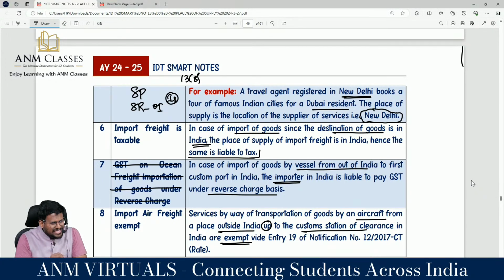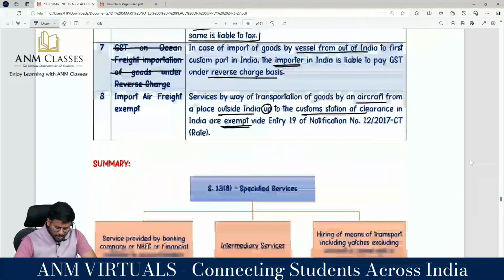So, if the freight is an import freight, then it is taxable. But if you are importing by vessel from a place outside India till the customs station of clearance in India, earlier it was RCM, but now that RCM has been removed. Now the next one, import air freight is exempted. Import air freight is right. I'm moving on to the next one.